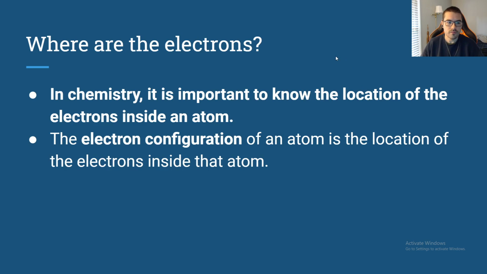So, where are the electrons? Like I said before, in chemistry it is really important to know the location of the electrons inside of an atom, and that is what the electron configuration is called. The electron configuration of an atom is the location of the electrons inside that atom. It's like their address. Your address is where you live. The electron configuration is like the electron's address, and it tells us where they live inside of an atom.